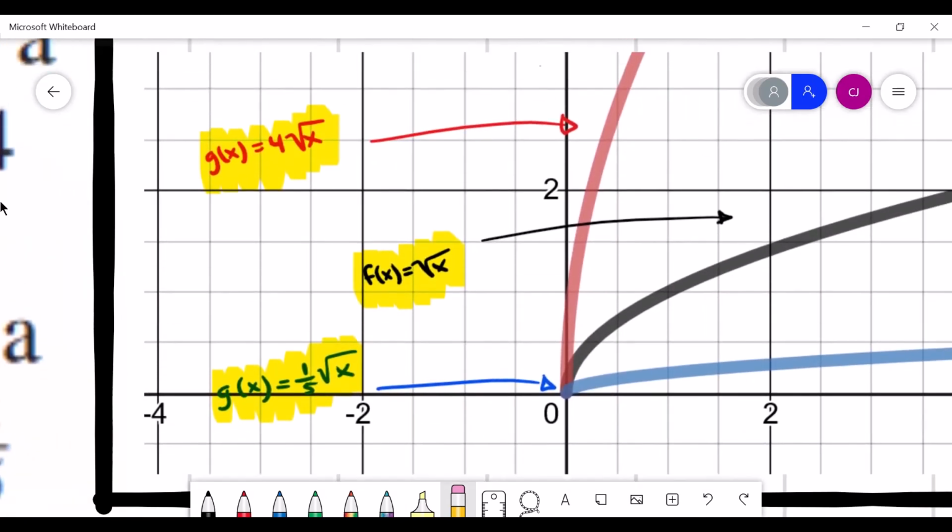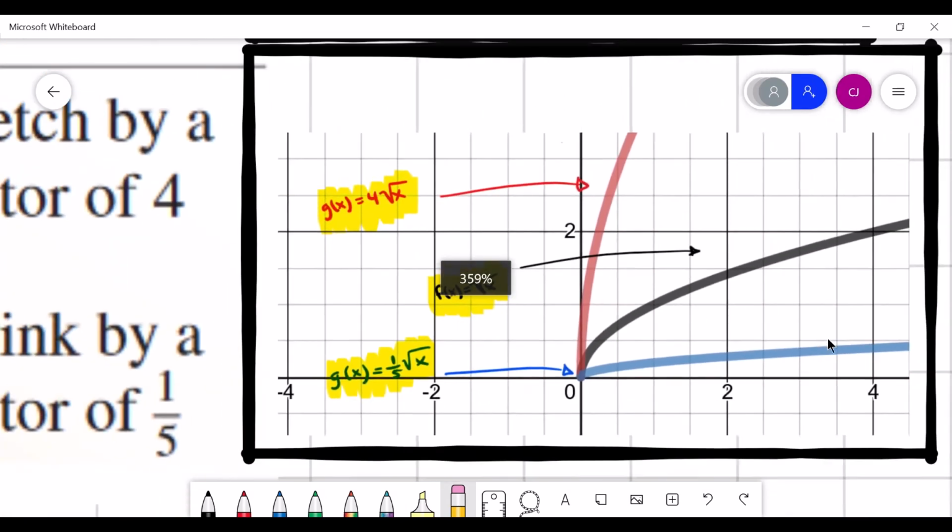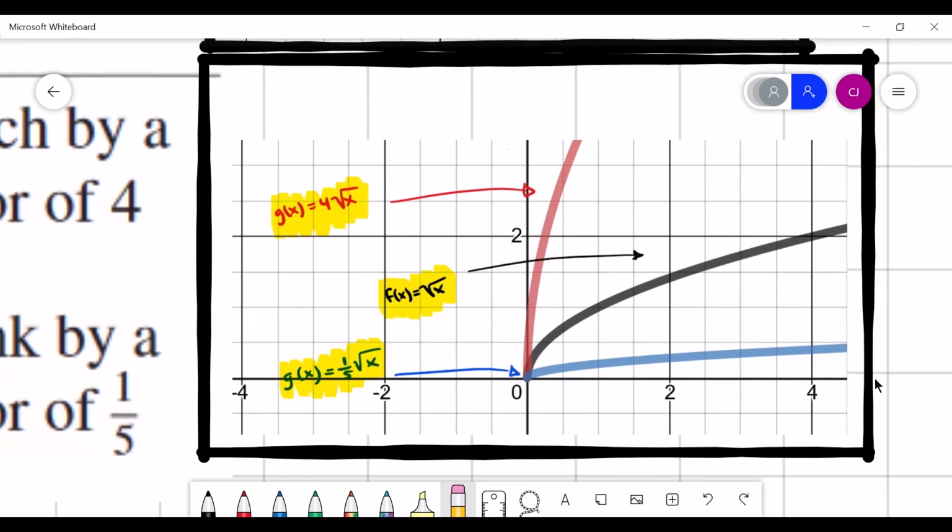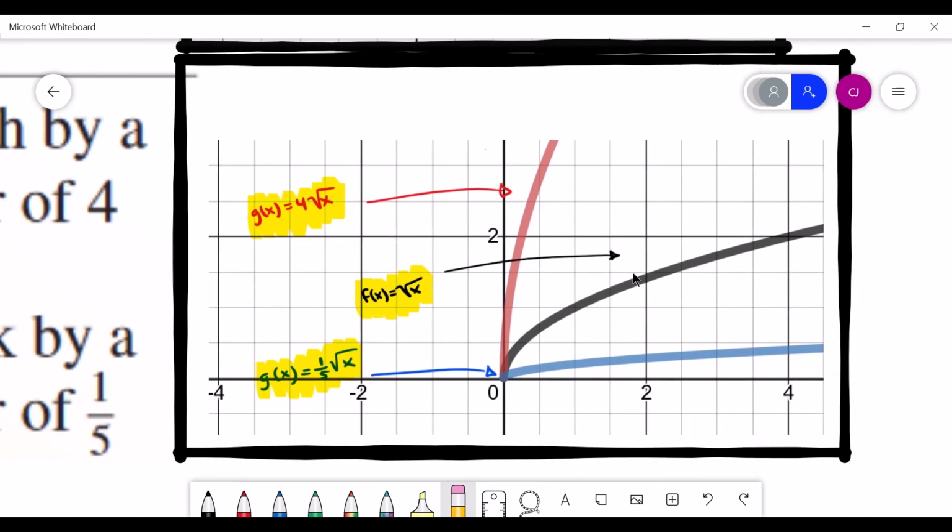So we have our parent function, which is f of x is equal to the square root of x, right? We're using our x-axis as our reference. So notice, from our original function, if we're looking at the first example, 4 times the square root of x, we said it was a vertical stretch. It's stretching away from the original function. So it's stretching away from the x-axis.